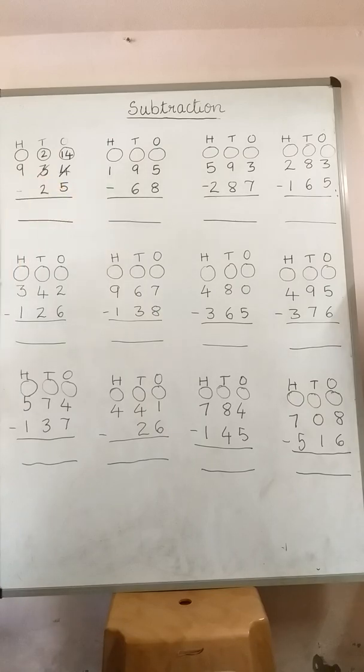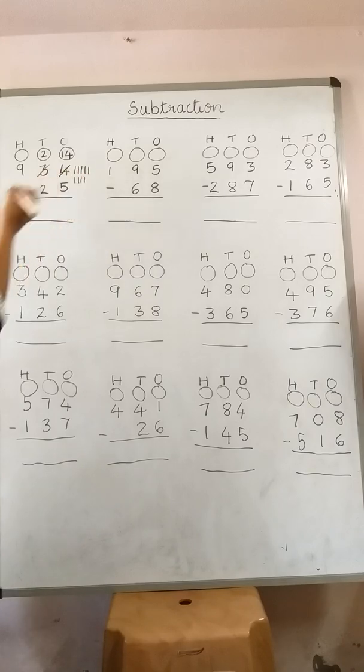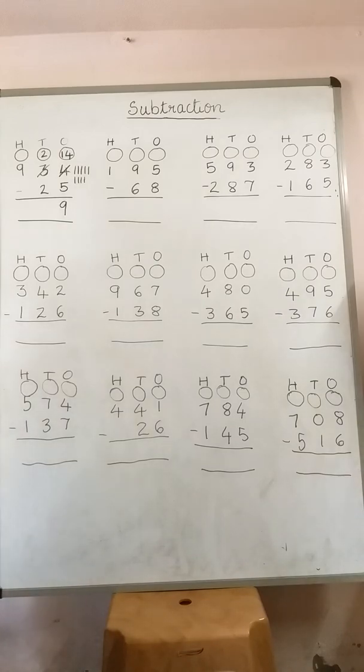subtract 14 minus 5. So 5 afterwards, say 6, 7, 8, 9, 10, 11, 12, 13, 14. Count how many lines did you draw? 1, 2, 3, 4, 5, 6, 7, 8, 9. 9 lines. So the answer in the ones place is 9. Let's move to the tens place. Here it is 2. Take out 2. What is 2 minus 2? 0. And bring down 9. Strike this circle. So the answer you get is 909.